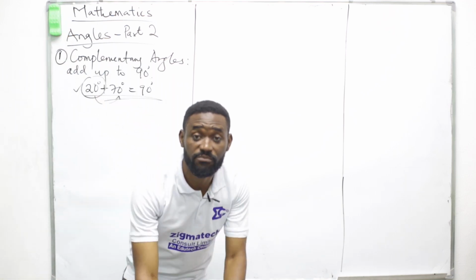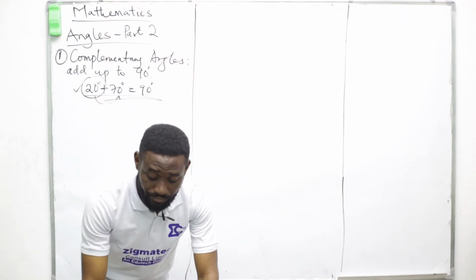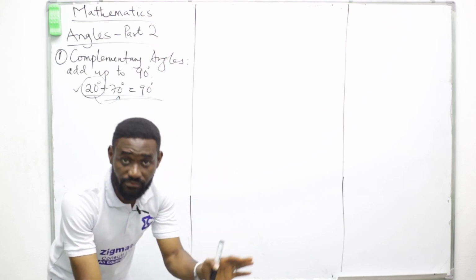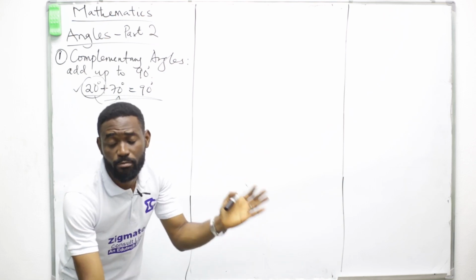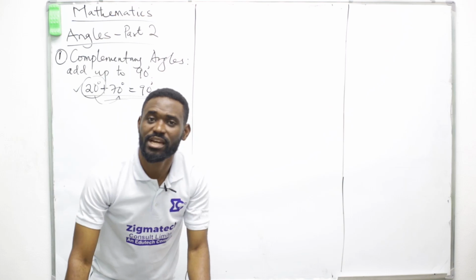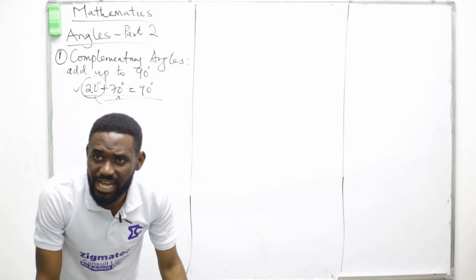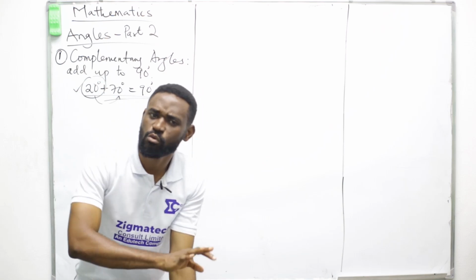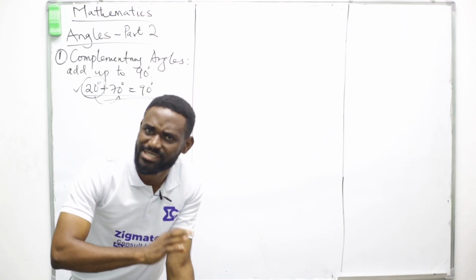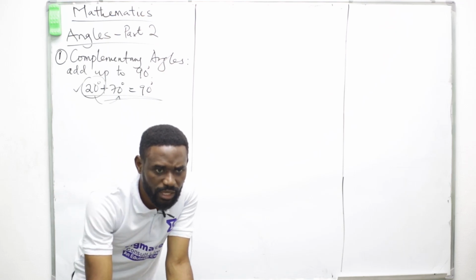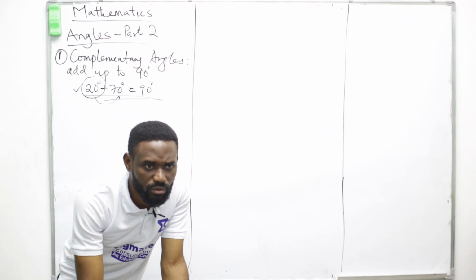So if you can understand those properties: complementary angles, supplementary angles, vertically opposite angles, corresponding angles, alternate angles, angles at a point, angles on a straight line, adjacent angles, just know what they add up to, what the property is saying, what the law is saying, you can do any question on angles. So let's look at some other examples.